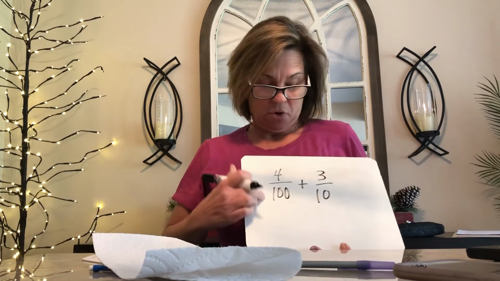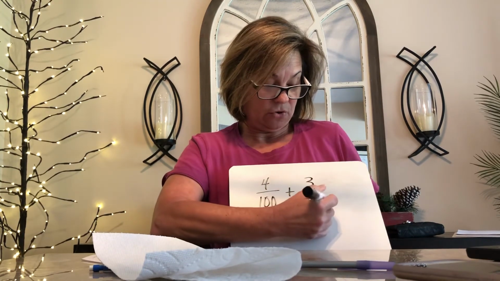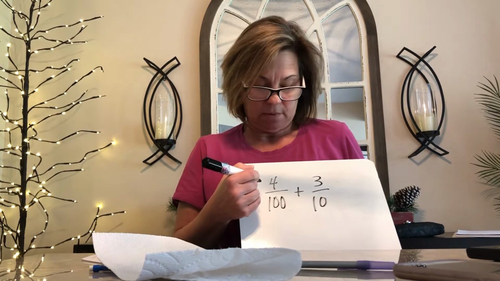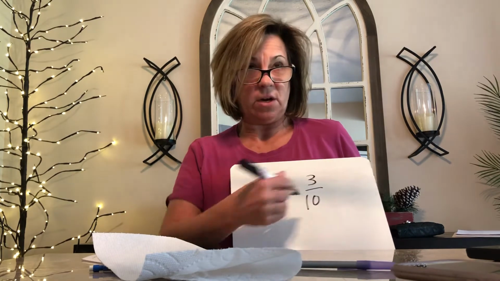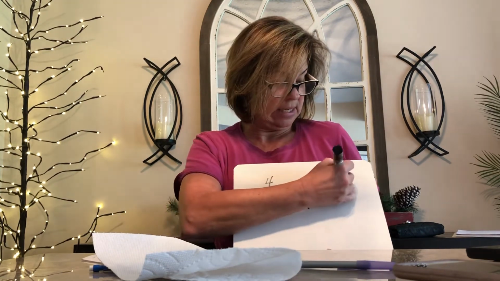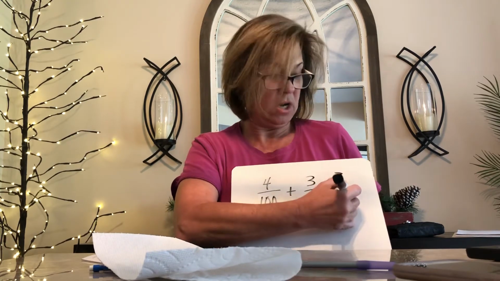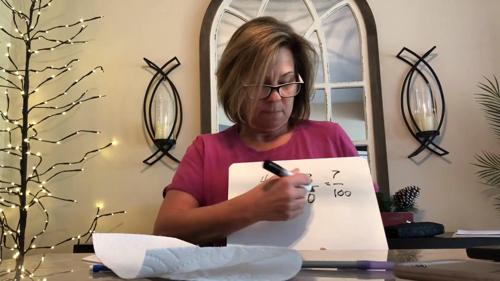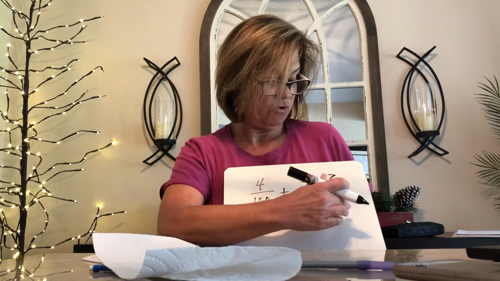So if you have 4 hundredths plus 3 tenths, I need to make this one hundredths. But if I'm making it incorrect, I'm not changing this. So if I don't change this, I just get 7 tenths or hundredths, whatever you do. That's not correct. You have to make sure that both of your denominators are valued at 100.